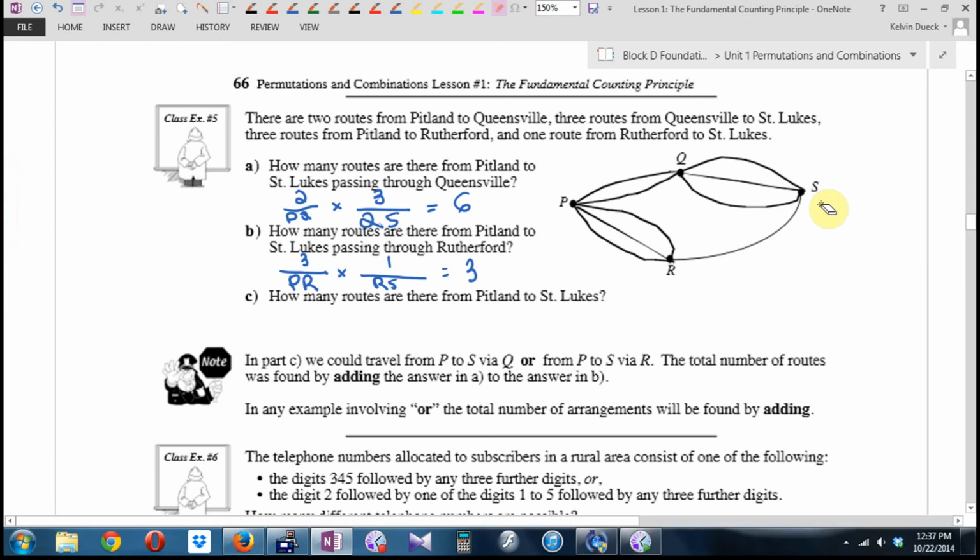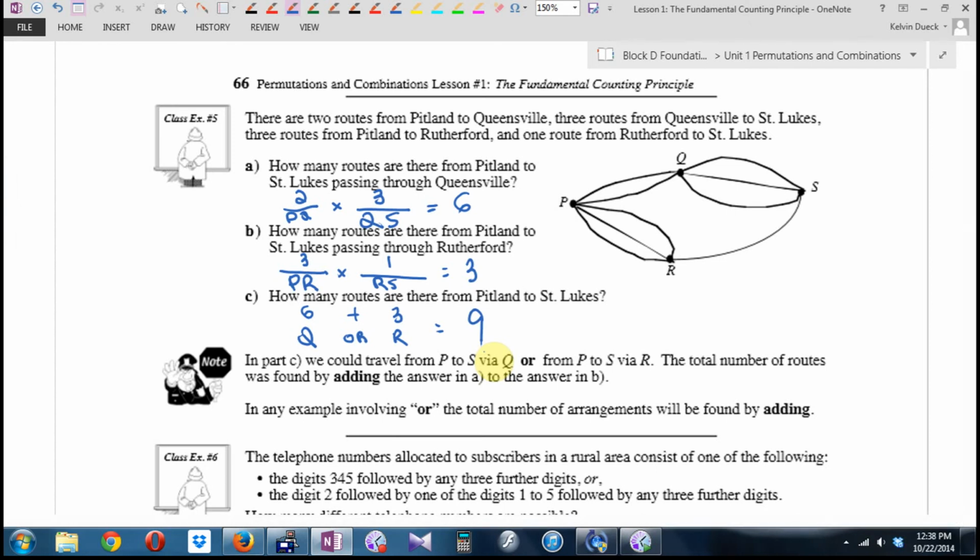Listen closely. To go from P to S, I can go through Q or R. And means multiply in combinatorics. Do you know what the word or means in combinatorics? Addition. And so as we're adding to our skills, and I'm going to be flogging this to death, and means multiply, or means add. Or means add.